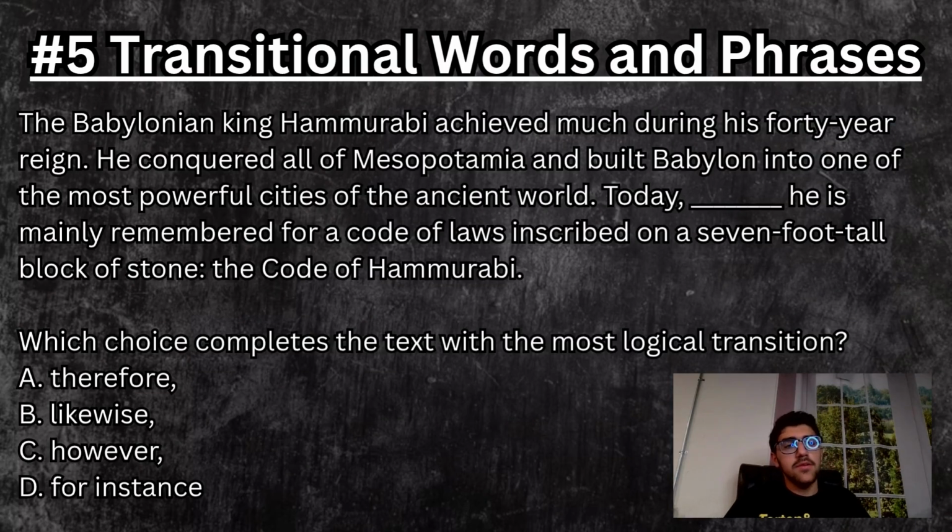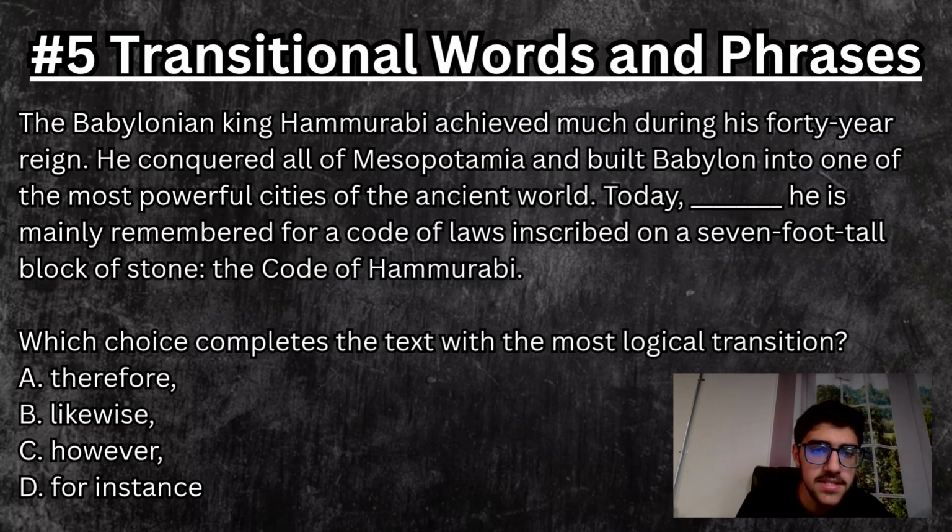For this grammar rule, I'm going to get an example from the SAT question bank, which is a good source if you guys ever need practice problems for any math or reading and writing. The question says, the Babylonian king Hammurabi achieved much during his 40-year reign. He conquered all of Mesopotamia and built Babylon into one of the most powerful cities of the ancient world. Today, blank, he is mainly remembered for a code of laws inscribed on a 7-foot tall block of stone, the Code of Hammurabi. Which choice completes the text with the most logical transition? A, therefore, B, likewise, C, however, and D, for instance.